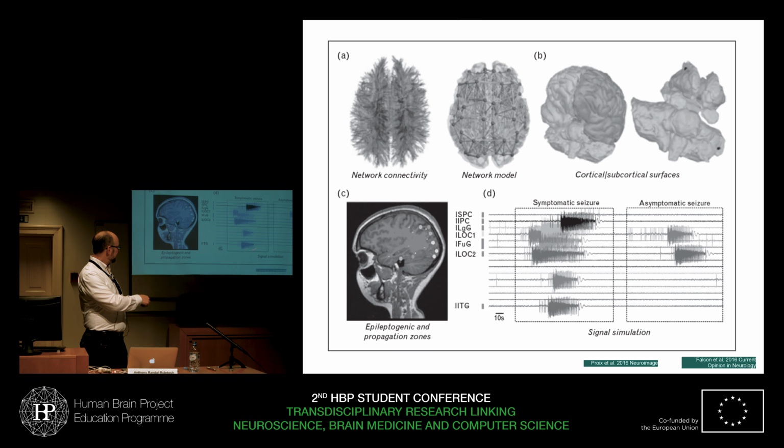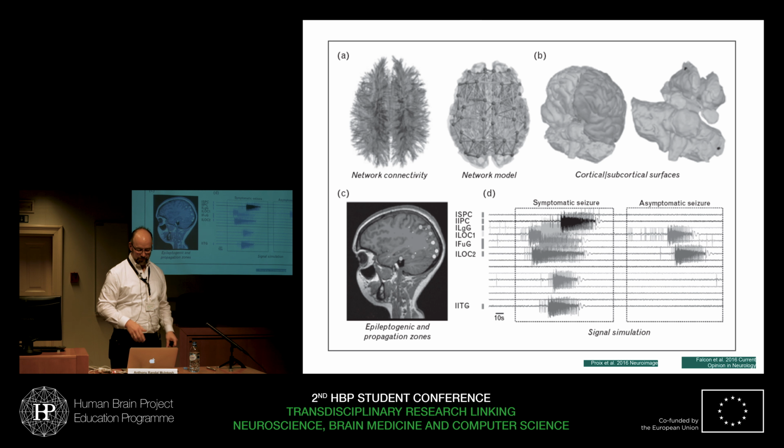So these are seizures that were symptomatic. They actually generated full seizing activity, whereas you have some seizures that happen, but they don't have the full expression of the seizure, the behavioral manifestation of the seizure.